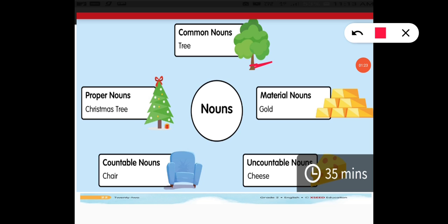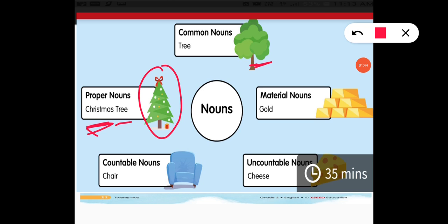Next one is proper nouns. A proper noun is the name of a specific thing or specific person. Here is a tree, and which kind of tree is this? Christmas tree. So Christmas is proper. Specific name है ना? So that is called a proper noun.